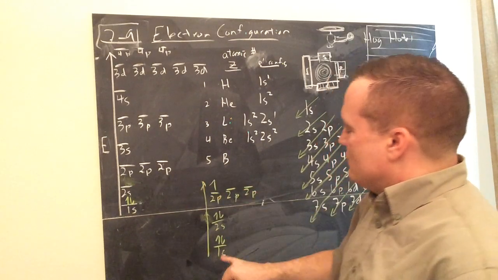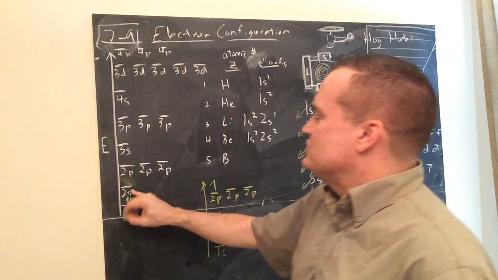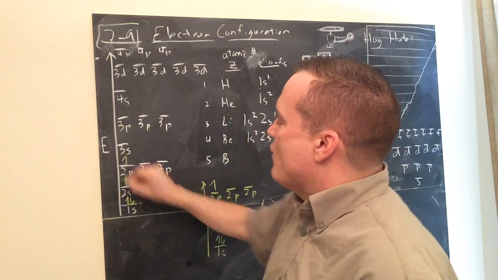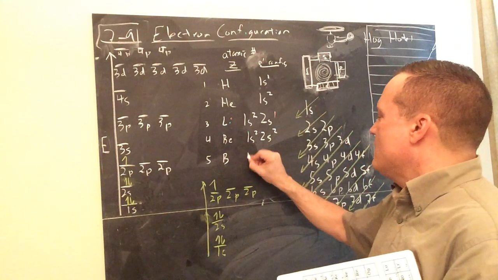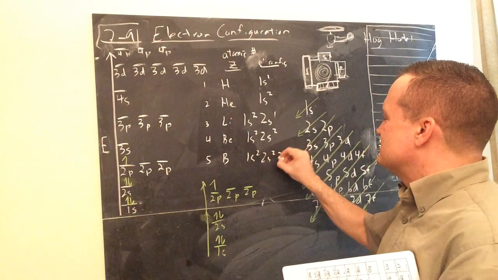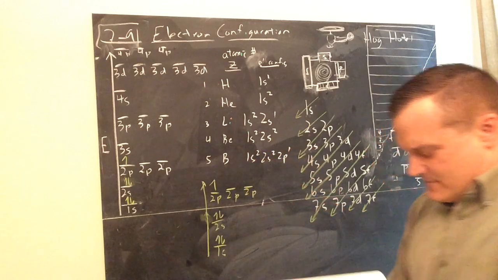I can draw it up. So 1s2, 2s2, 2p1. That will be boron. 1s2, 2s2. My messy writing there.